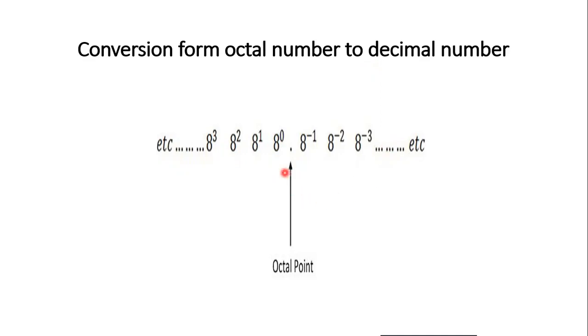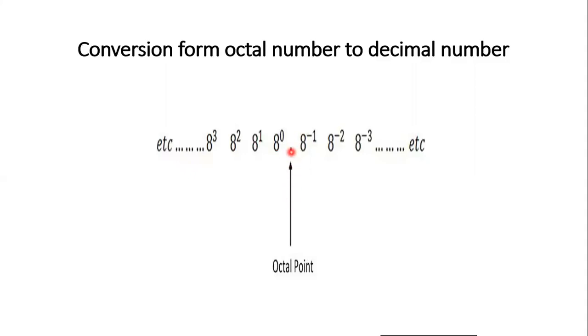As in binary to decimal, the octal has a similar format, that is 8 power 0, 8 power 1, 8 power 2, 8 power 3, etc. From the decimal point, we start 8 power 0 from left to right. After the decimal, we start 8 power minus 1, 8 power minus 2, 8 power minus 3, etc. You must remember this one, right?